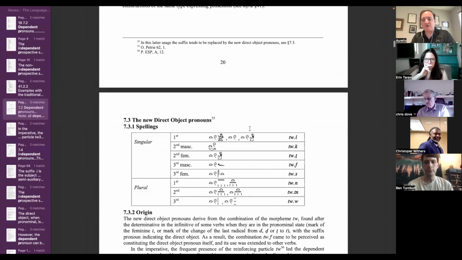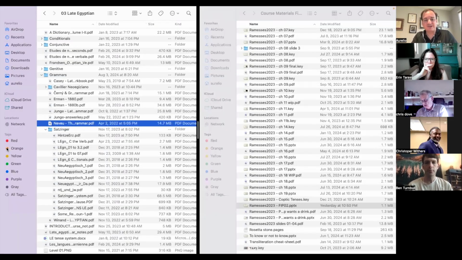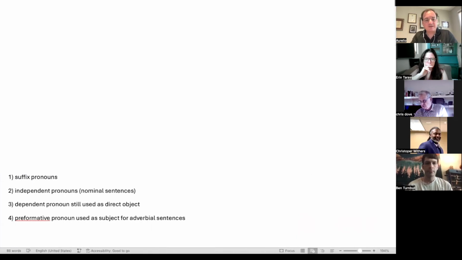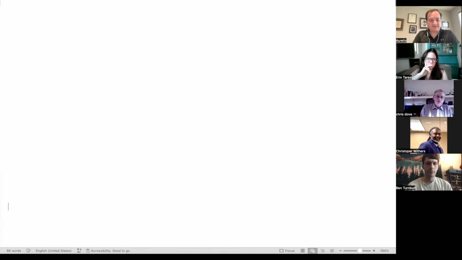Okay. I hope that helps. It's a lot in one go. Let's practice it with some actual sentences. Let's make it simple. Let's say, how would you say, I have found him in late Egyptian?